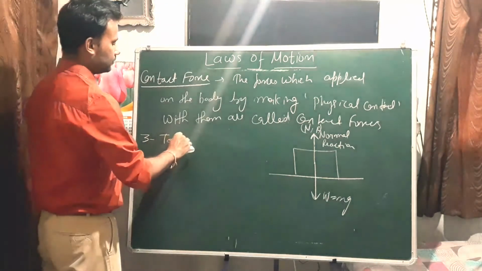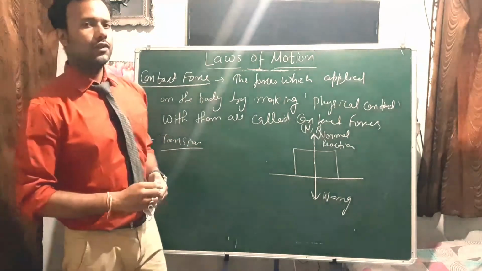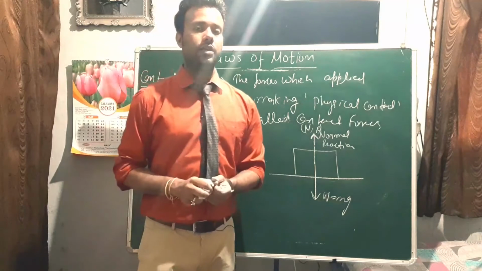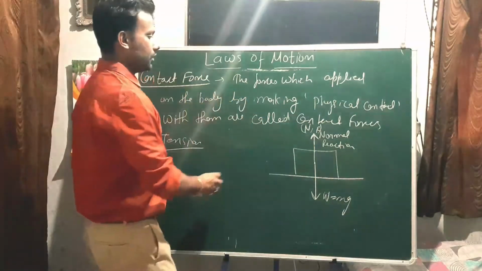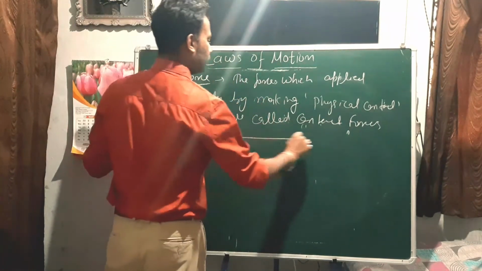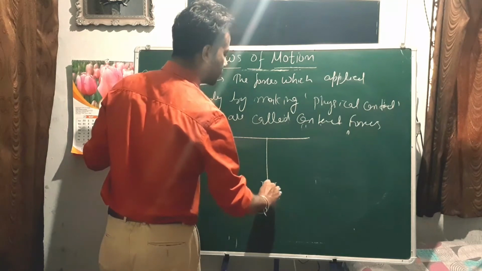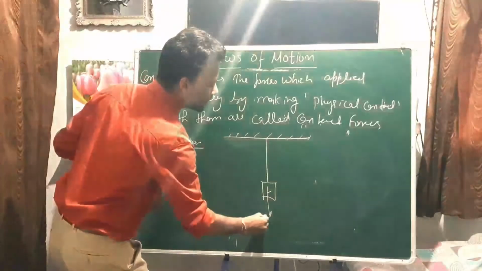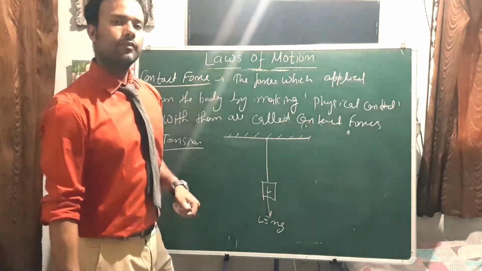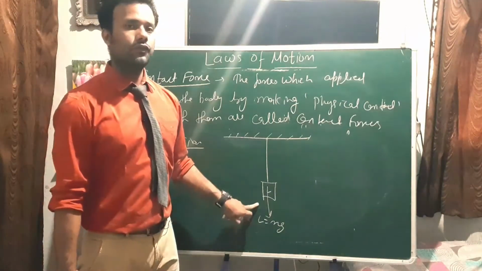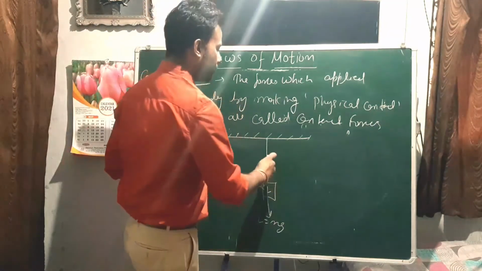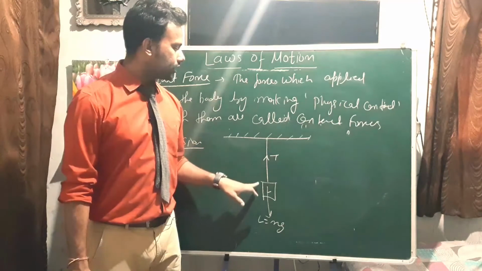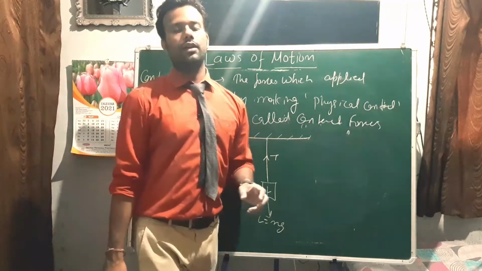Third, tension. Tension is a very important example of the contact force. Suppose we have a load which is connected to a string, and the string is connected to a rigid support. Now again the load is acting downward, which is nothing but equal to its weight. Now in order to counter this force, another force must act in the opposite direction. So there will be a tension T. Tension T will only be created if this string is connected to the load. That means physical contact is needed.